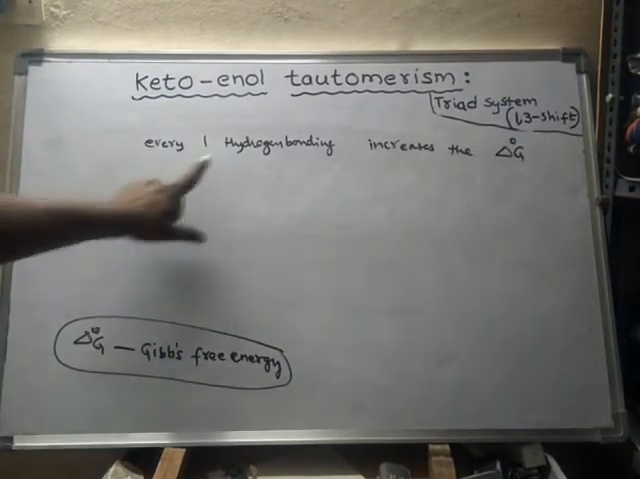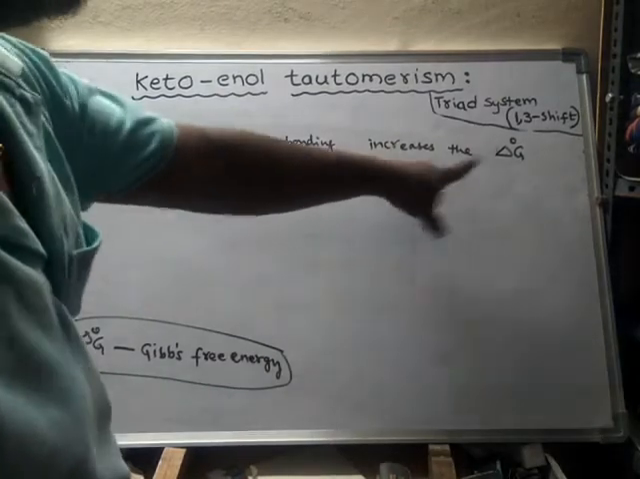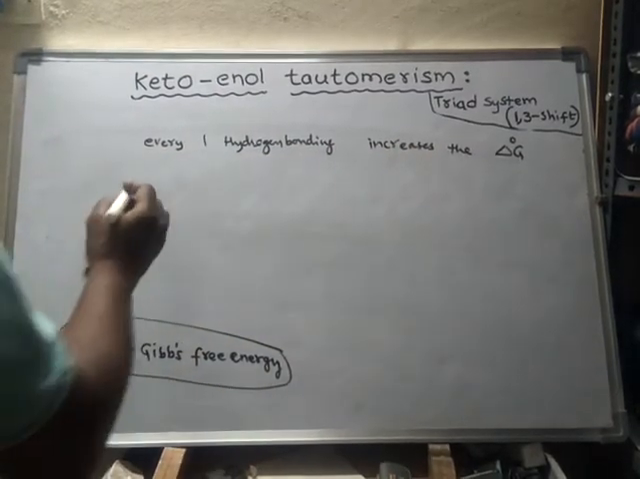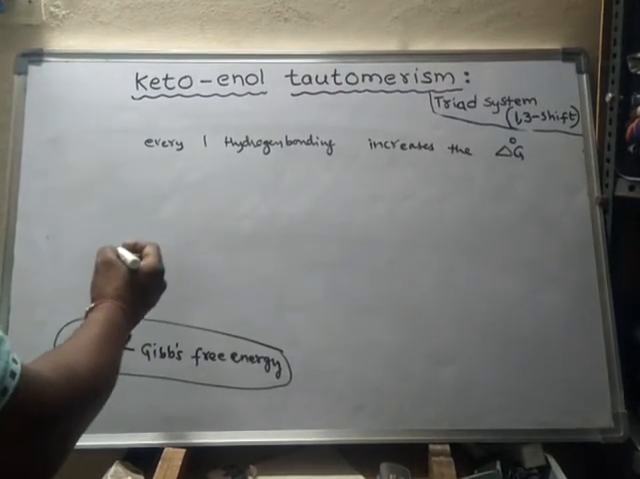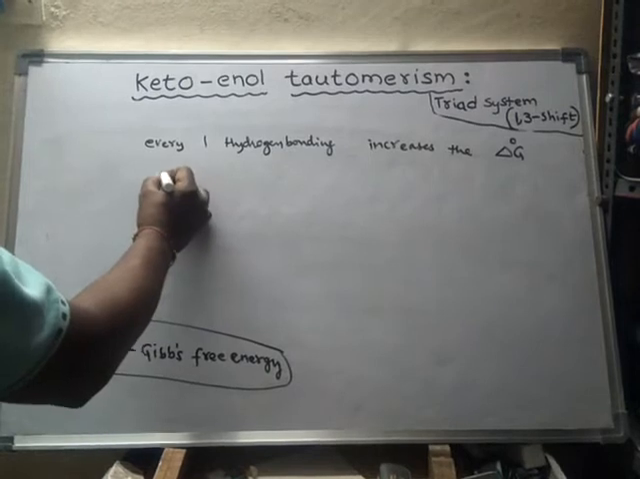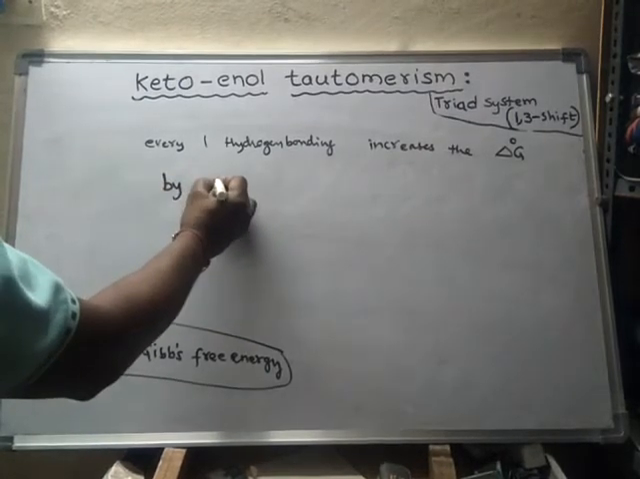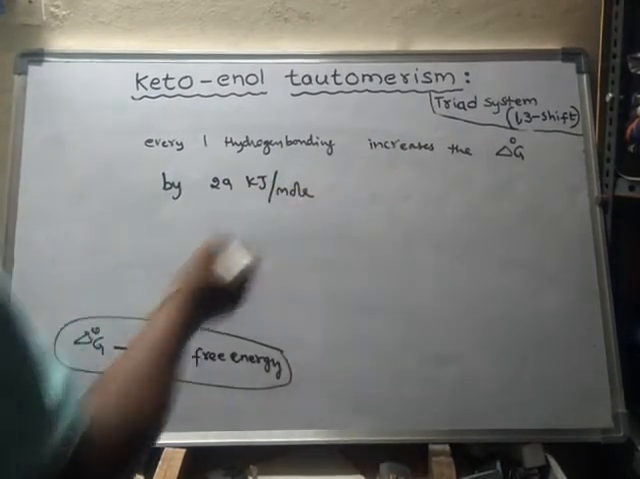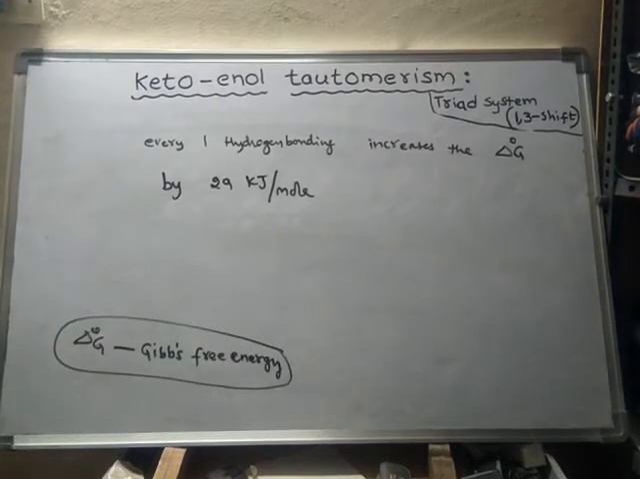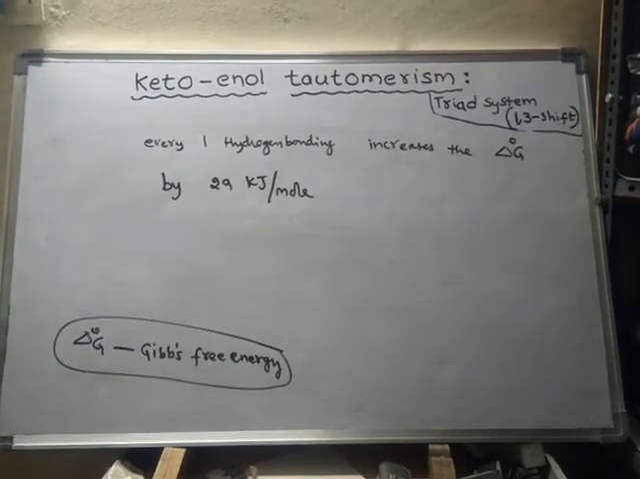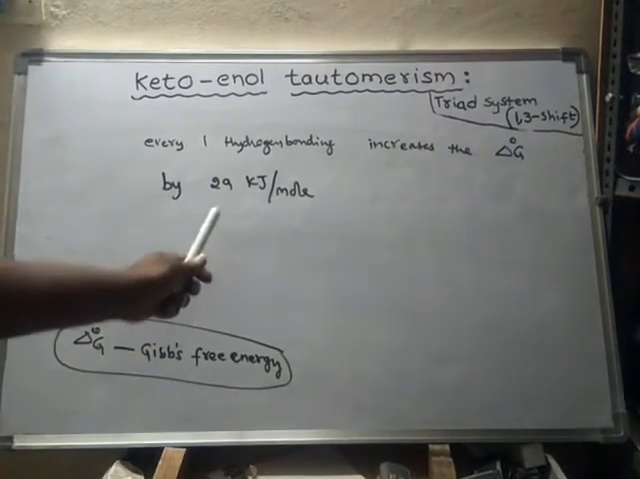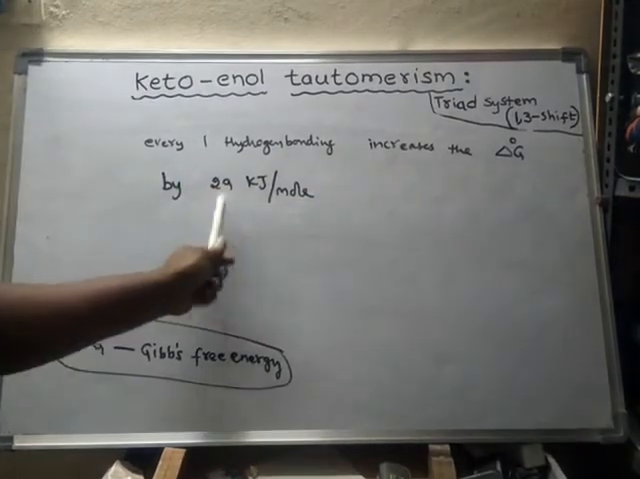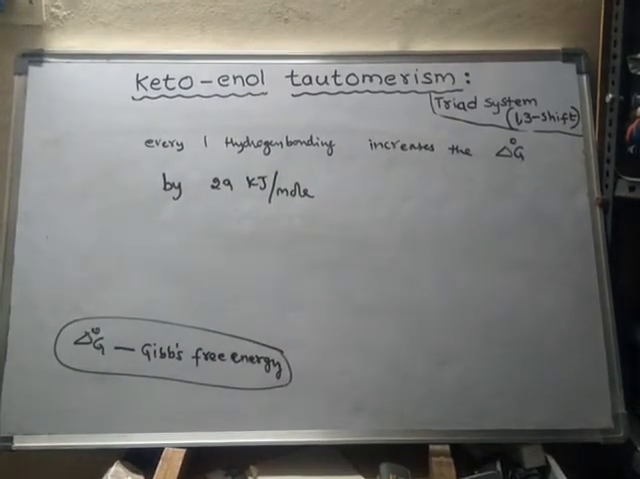Okay, so every one hydrogen bond increases the Gibbs free energy by 29 kilojoule per mole. Suppose in the enol form, sometimes hydrogen bond formation takes place. So in that case, what happens? The value of Gibbs free energy will increase by 29 kilojoule per mole.